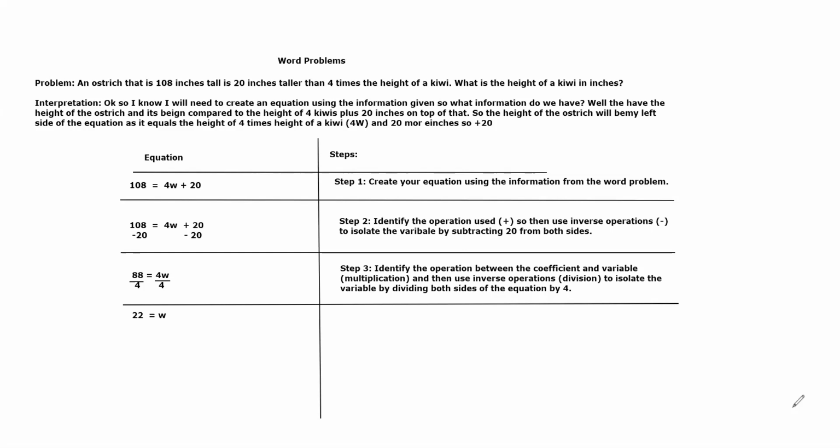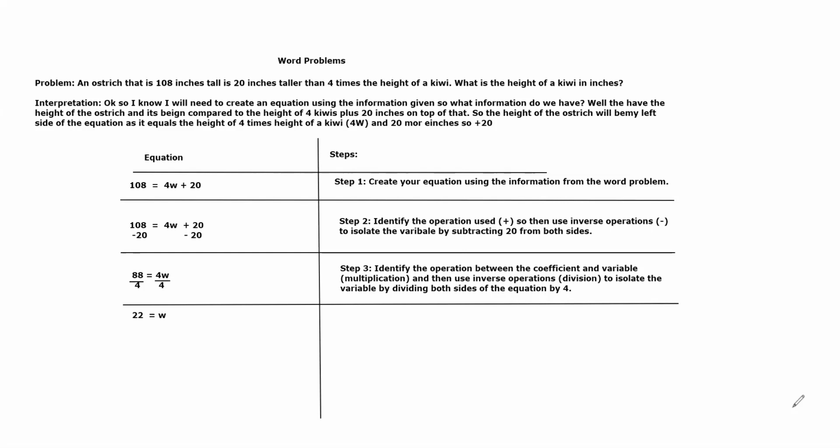Really, what's going on is most word problems are going to be comparing two values because this is an equation. Remember, the left side of the equation has to equal the right side of the equation. All you have to do is figure out what information should go on the left side of the equation and what information should go on the right side of the equation.